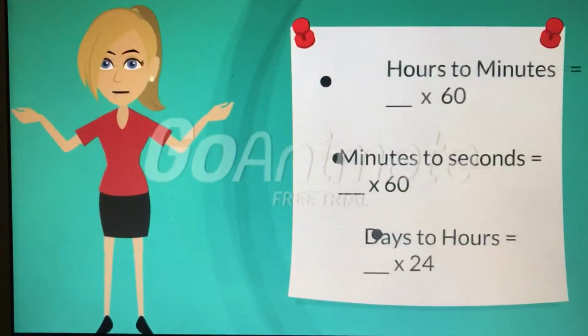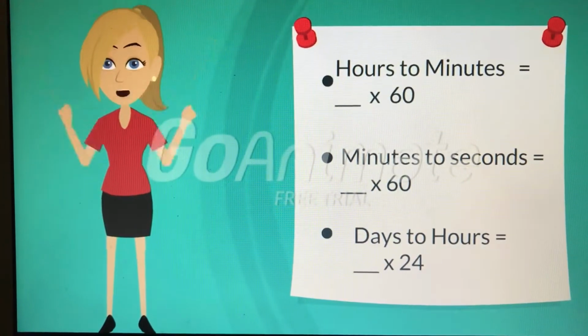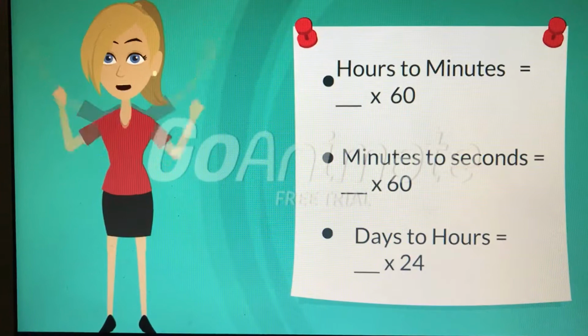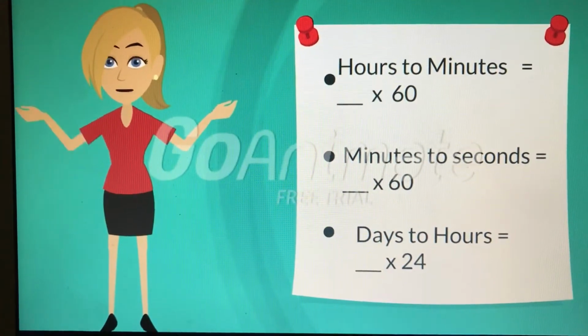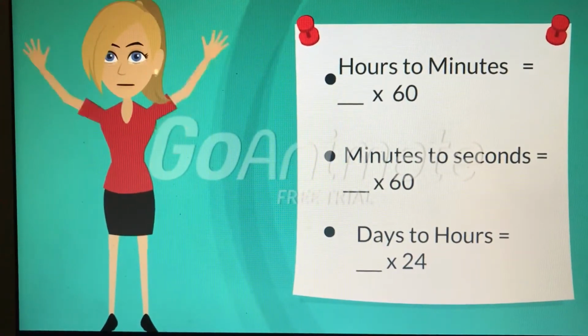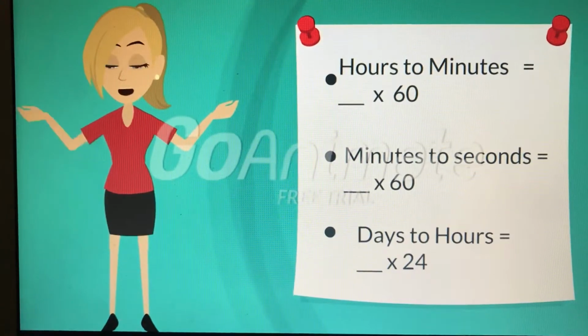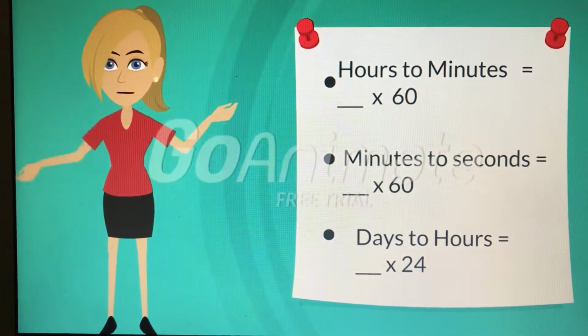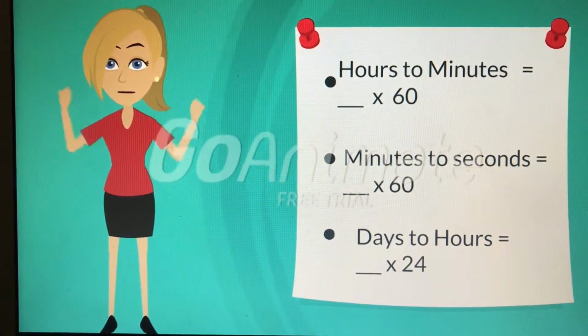Some examples of this time conversion rule include hours to minutes, where you would take the amount of hours and times it by 60, as there are 60 minutes in the hour. Minutes to seconds, where you would take the amount of minutes and times it by 60, as there are 60 seconds in the minute. And days to hours, where you would take the amount of days and times it by 24 for 24 hours in the day.